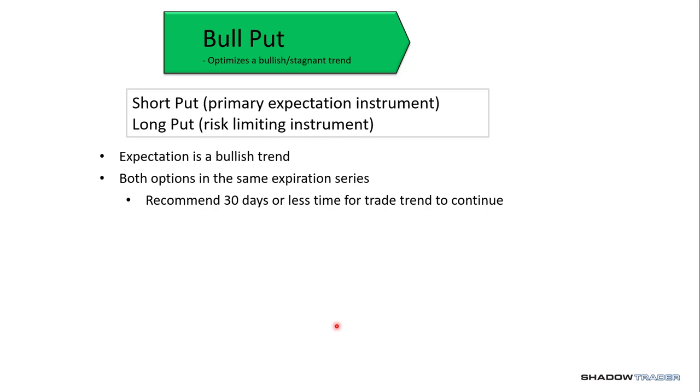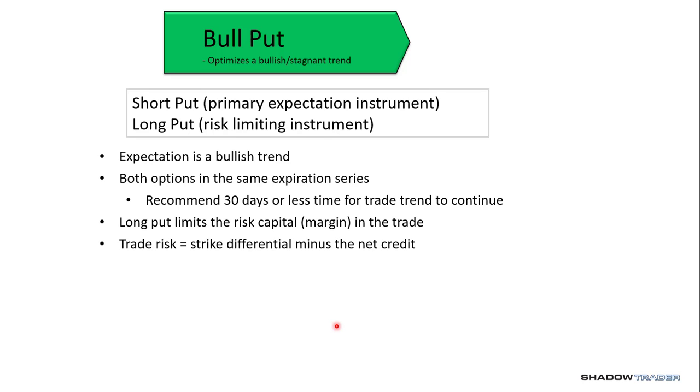Recommendation for time to expiration: my recommendation is 30 days or less of time, because we don't know what the trend could be, and the shorter the time frame, the greater the chance of profitability. Our long put is a risk-limiting instrument. It risks us less capital.